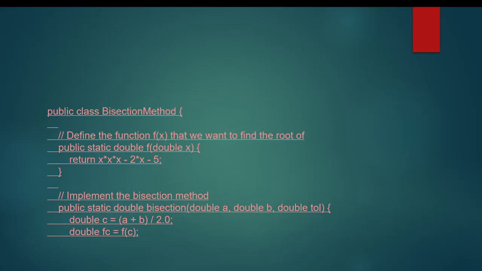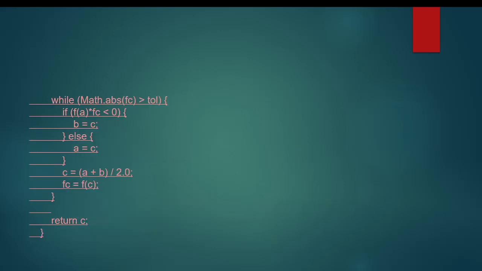Here, public static void and the basic header are taken, and the nonlinear function is written as x cube minus 2x minus 5, and c is calculated as (a plus b) by 2. Here, the type double means that it can take decimal values also. Like int takes only integer values, but double can also take decimal values.